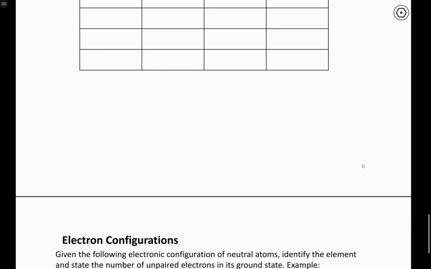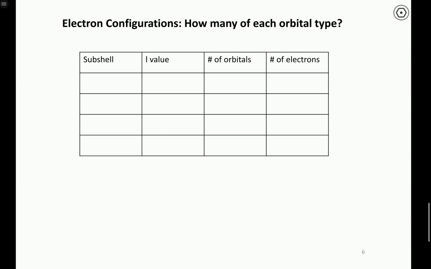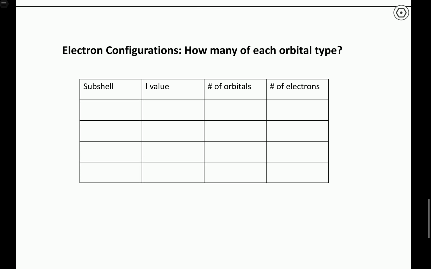Alright, now one last point I want to make about electron configurations is, we need to know how many of each orbital type there are. That comes into play when we're filling the orbitals, and also especially when we want to determine the number of unpaired electrons, and we have to arrange those electrons using Hund's rule into the orbitals in the correct fashion. So the types of subshells we're going to talk about when we do electron configurations are ns, np, nd, and nf.